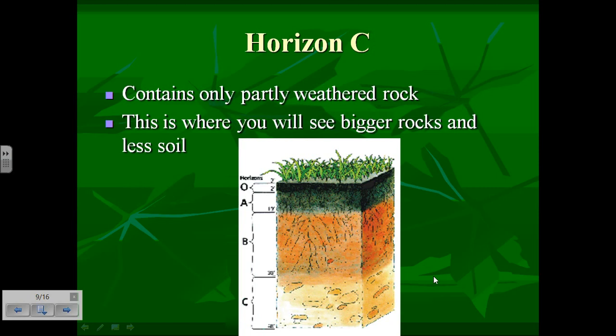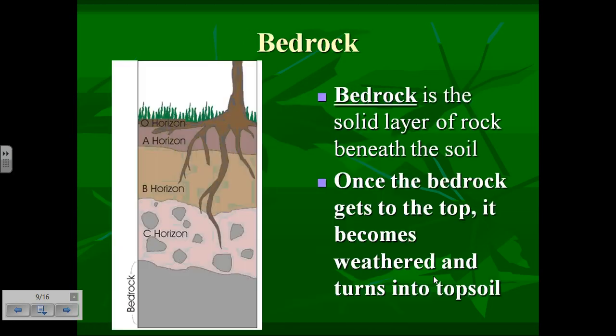Horizon C contains only partly weathered rock. This is where you'll see bigger rocks and much less soil, and this falls below Horizon B. Now, below all of the horizons, you have this material called bedrock. Bedrock is the solid layer of rock beneath the soil. Once the bedrock gets to the top, it then becomes weathered and in turn becomes topsoil. So this is actually the material that you start with before you make topsoil.